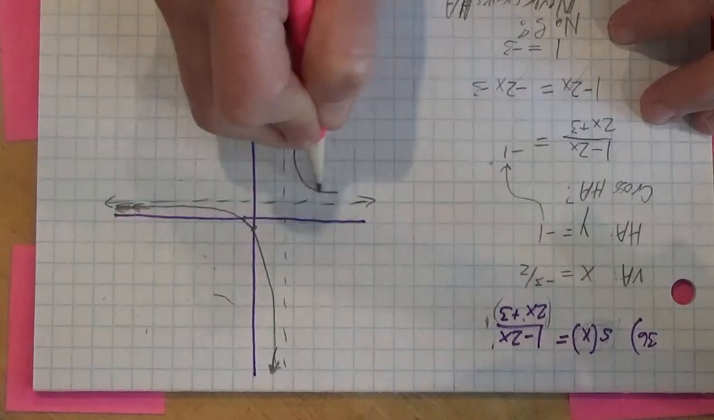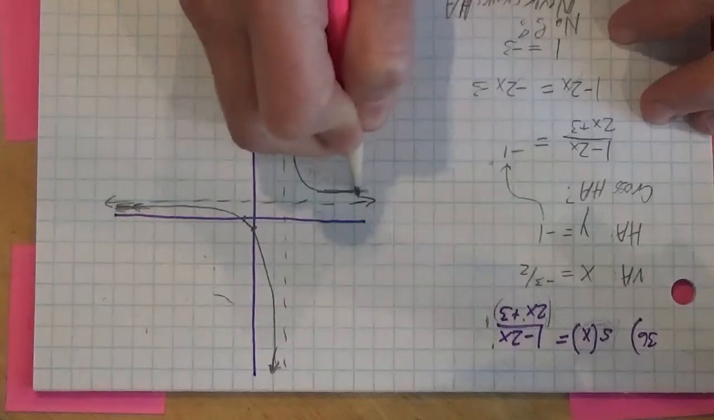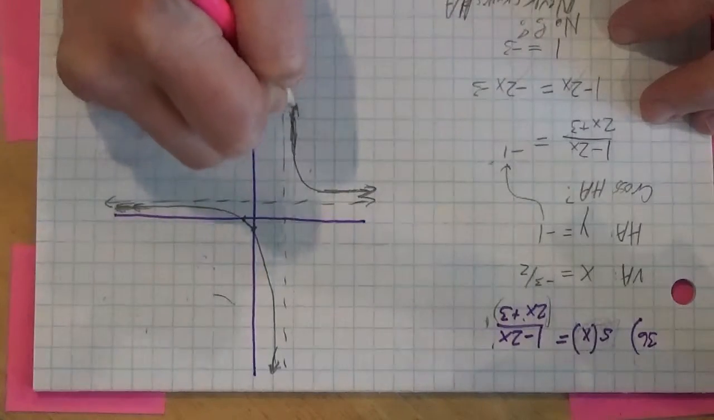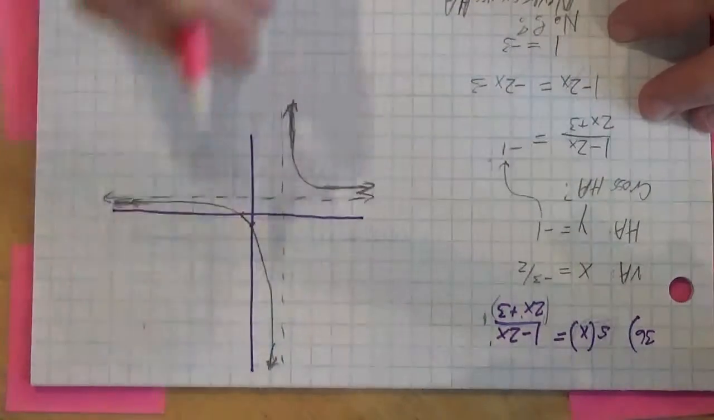And so if I never cross the asymptote, I'm over here. And there you go. And that's your graph. Ta-da!